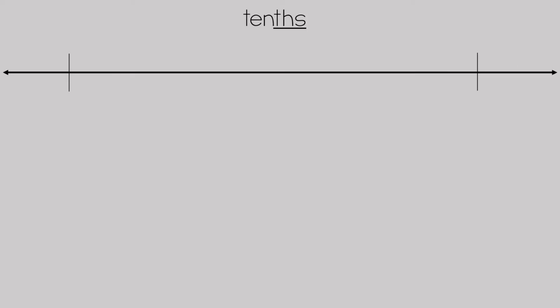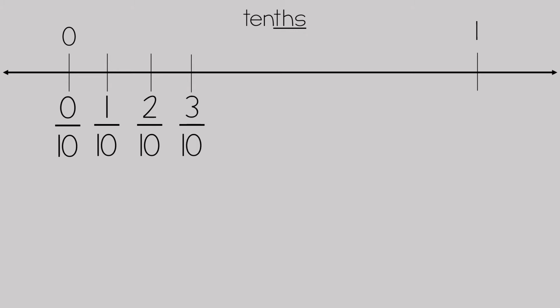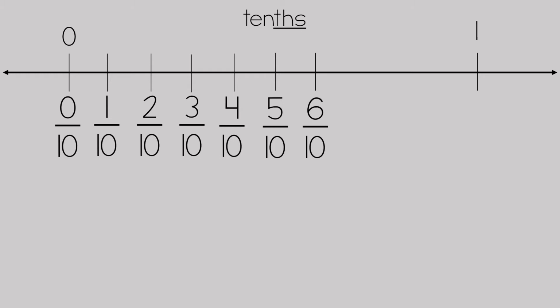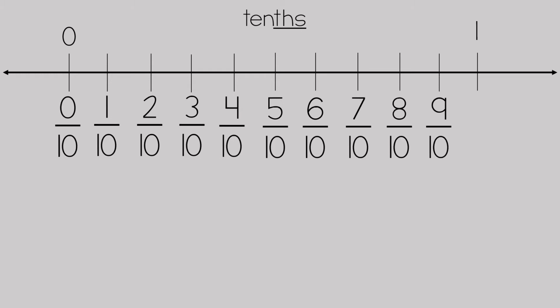Let's start off by reviewing tenths by putting the tenths on a number line. If my number line goes from 0 to 1, we would start with 0 tenths, 1 tenth, 2 tenths, 3 tenths, 4 tenths, 5 tenths, 6 tenths, 7 tenths, 8 tenths, 9 tenths, and the whole would be 10 tenths.